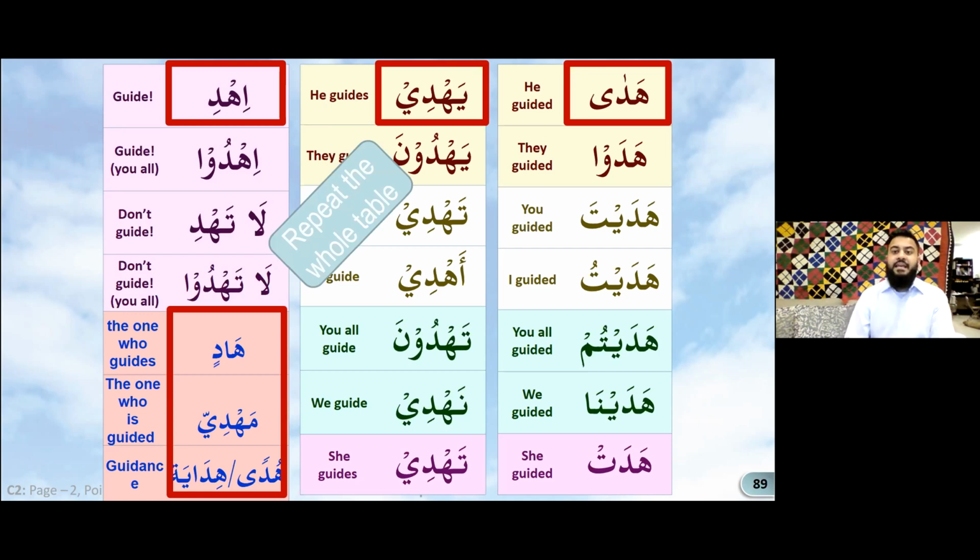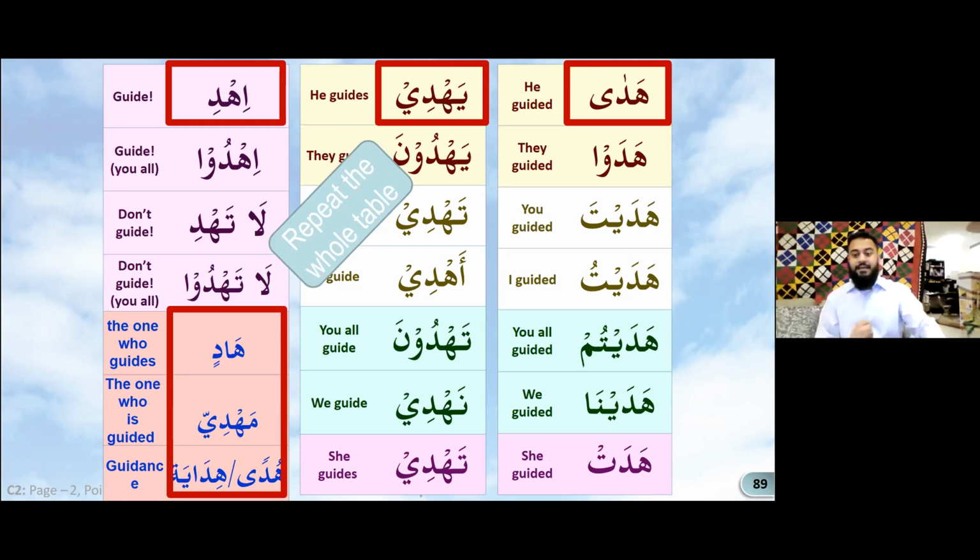So if I were to say hada, hadu. He guided, they guided. Hadayta, hadaytu. You guided, I guided. Hadaytum, hadayna. You all guided, we guided. And lastly, hadat. She guided.